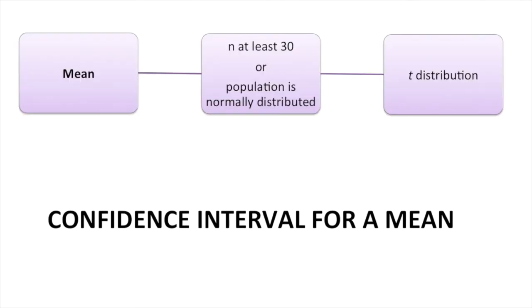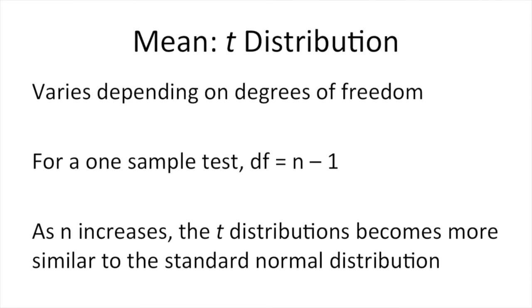Now let's look at a confidence interval for a mean. Recall, if n is at least 30, or if we know that the population is normally distributed, the sampling distribution will be approximately normal, and we can estimate it using a t distribution. The t distribution is similar to the z distribution in that it is symmetrical. However, it varies depending on degrees of freedom.